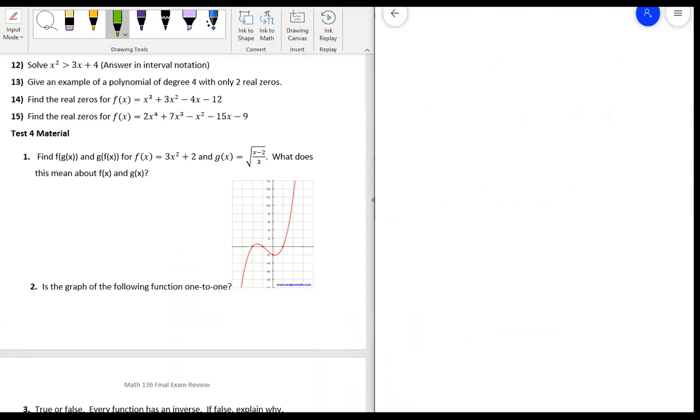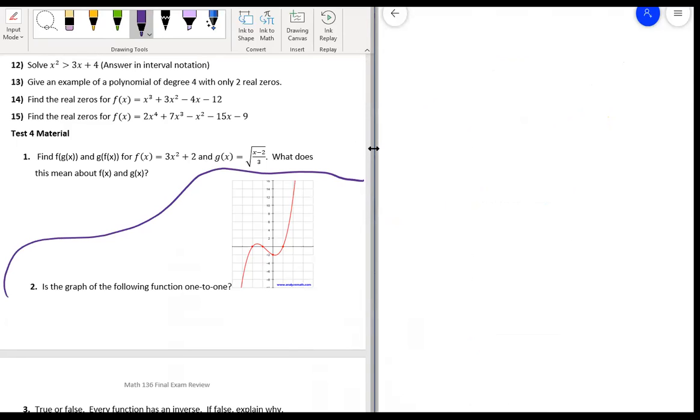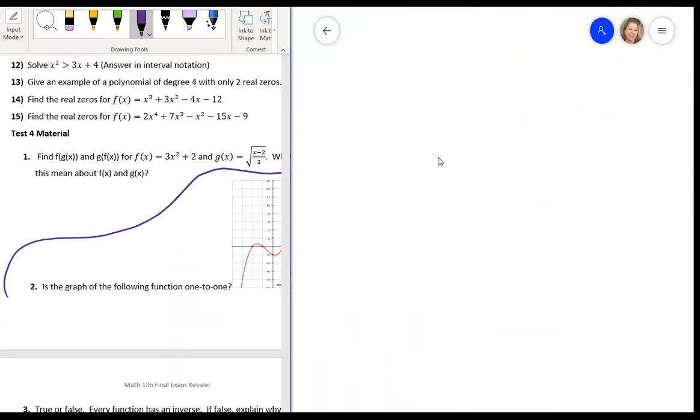Let's see. Now that graph actually goes to number 2. It says find f of g of x and g of f of x for f of x equals 3x squared plus 2 and g of x equals, and what does this mean about f of x and g of x? Okay. Let me shrink it down a little bit, give me more room. All right, I'm going to make f of x red. G of x blue.